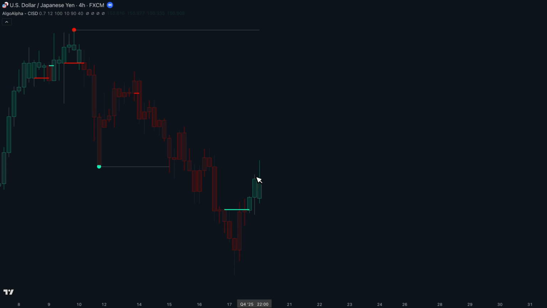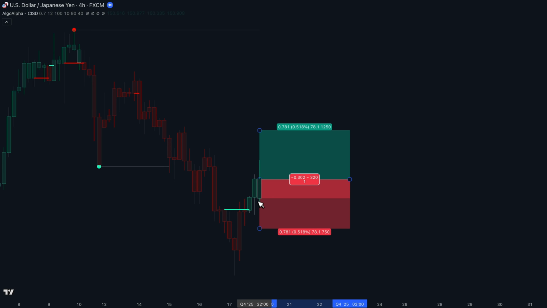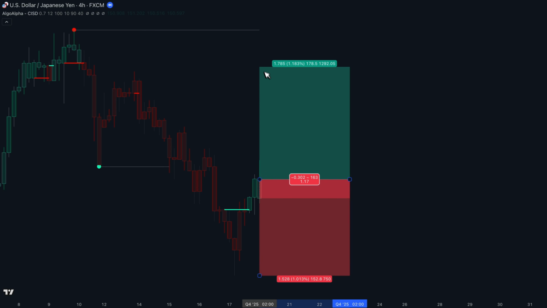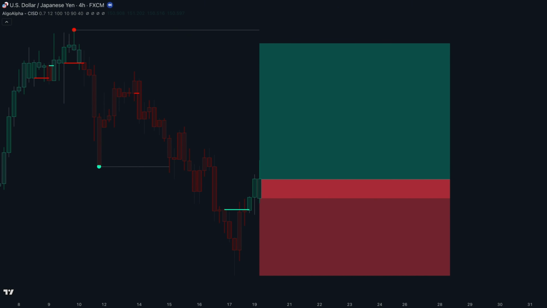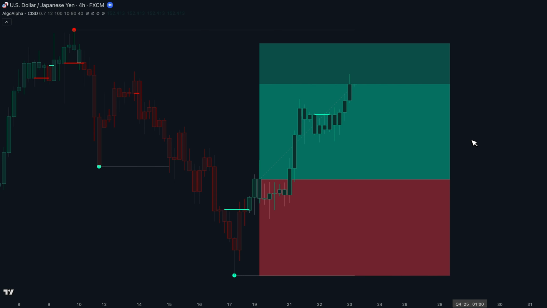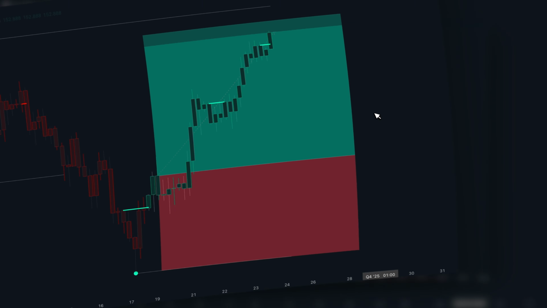A logical educational trade idea would be entry after price confirms above the green CISD level, stop loss below the recent swing low, and target toward the next resistance or prior high. Notice we are reacting to failure and confirmation, not guessing the bottom.